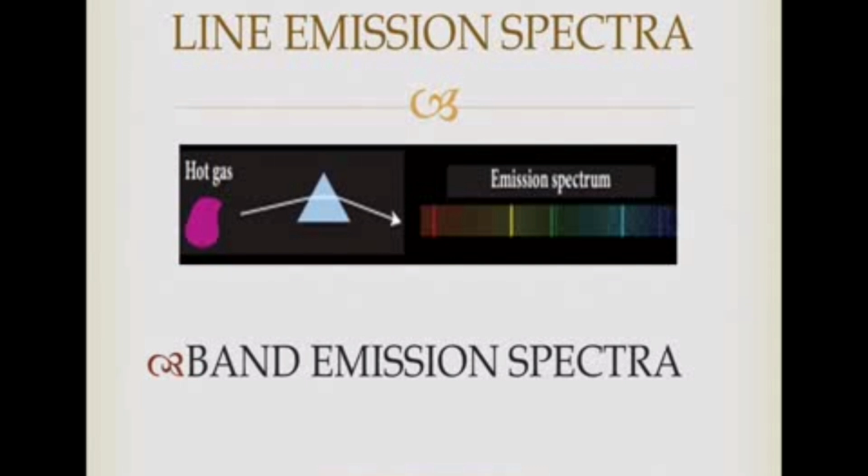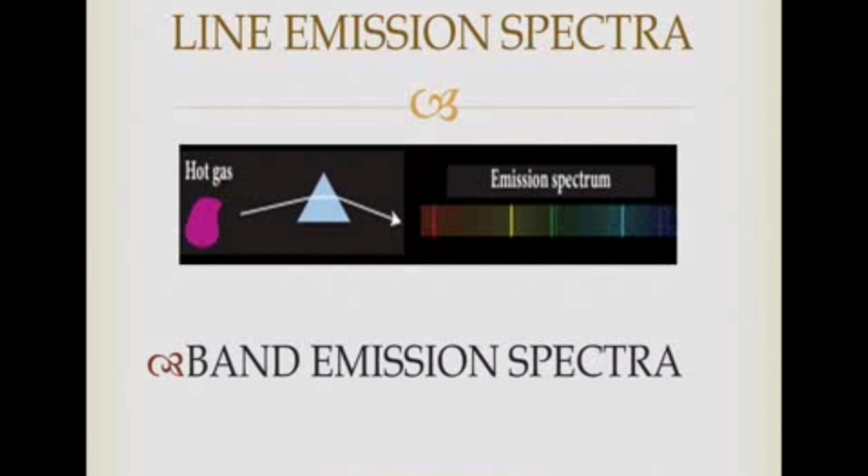Then the last one is the band emission spectrum. The band emission spectrum consists of several very closely spaced spectral lines that overlap together, forming a specific band. That's why it's called band spectrum.